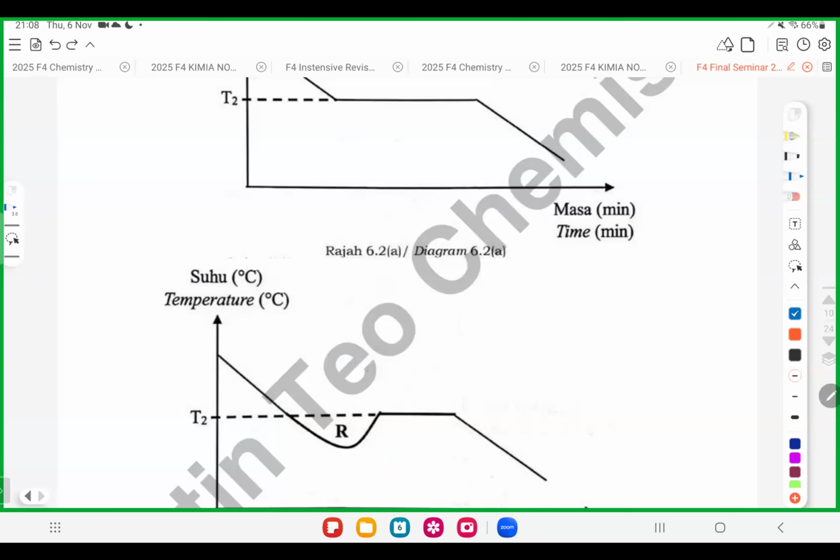All right. Let's do some revision here. How to avoid supercooling? Stir. When you want to do cooling, always stir the mixture. Always stir. When you do stirring, the cooling process will be even.